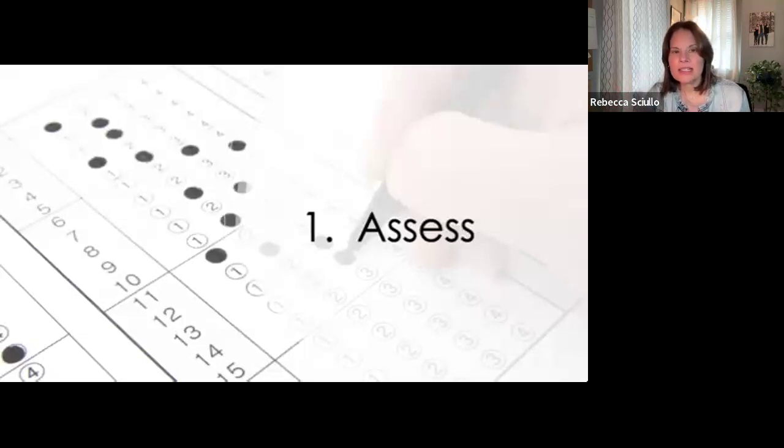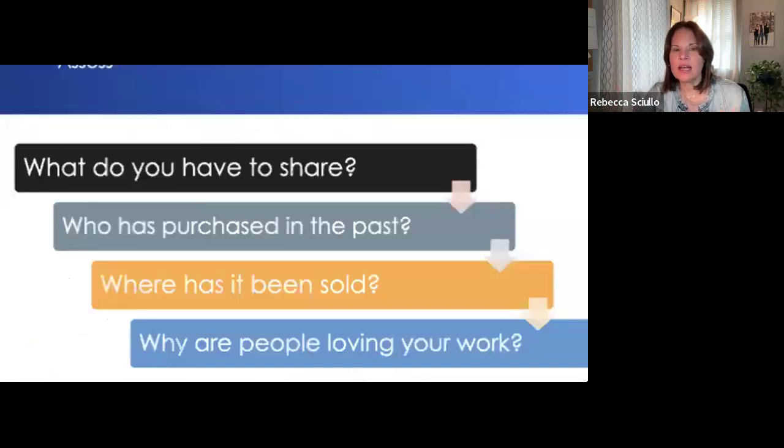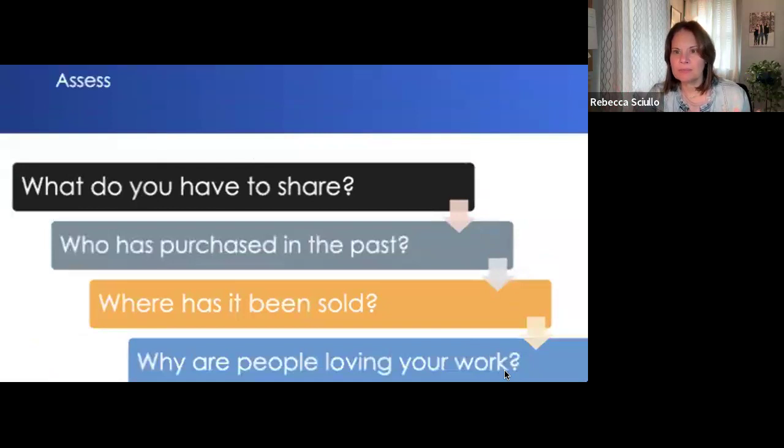So this assessment step really has 4 categories of questions, and that would be, what do you have to share? It's like the what, who, where, when, and why, right? What do you have to share? Who has purchased in the past, and where has it been sold? And why are people loving your work? Or why are they attracted to your work?